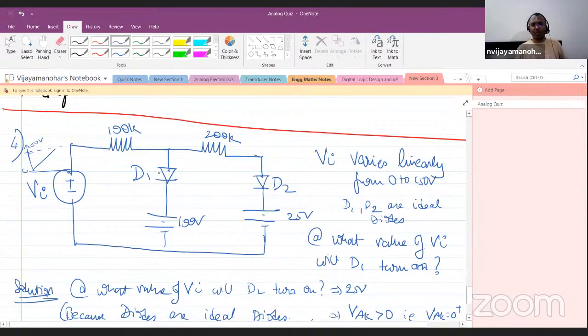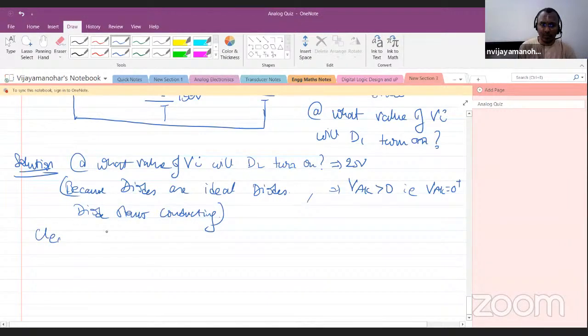At what value of Vi will D1 turn on? The moment Vi crosses 25 volt, this is 25 volt plus. So no current flows, because the ideal diode starts conducting with zero current. So this voltage will be 25 plus, this voltage will be 25. So clearly, D2 starts conducting.